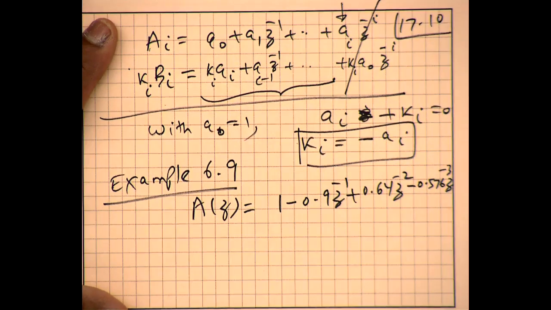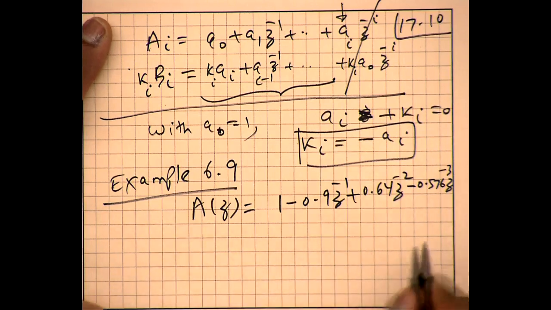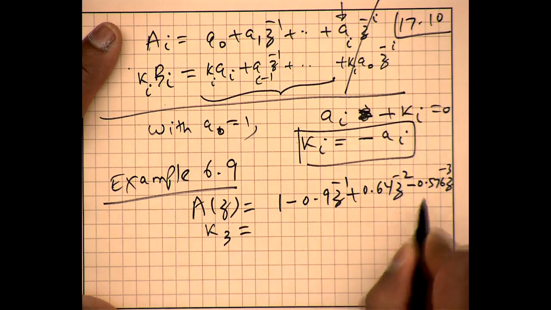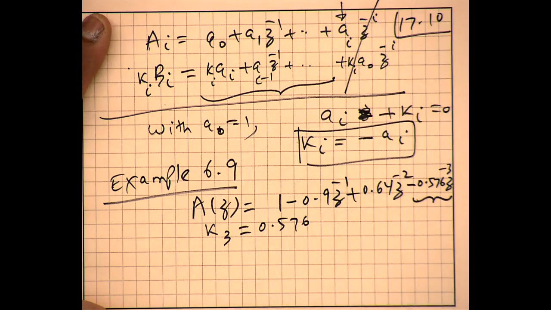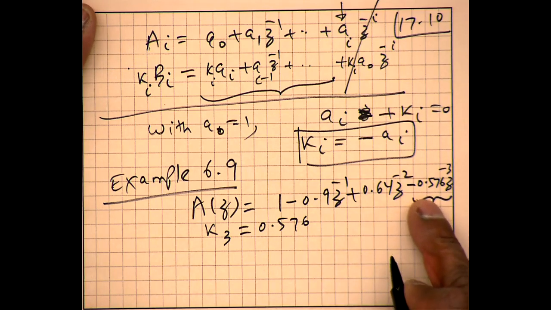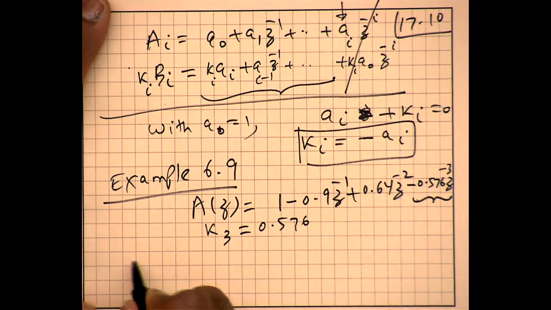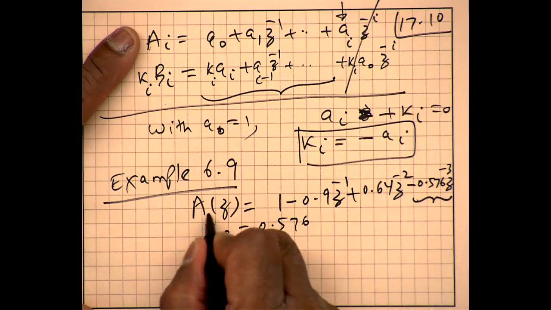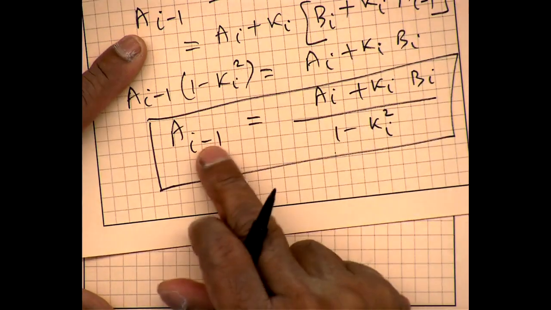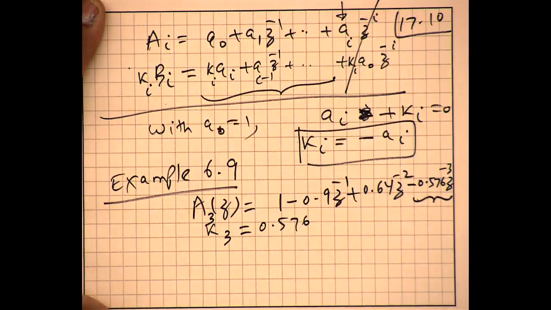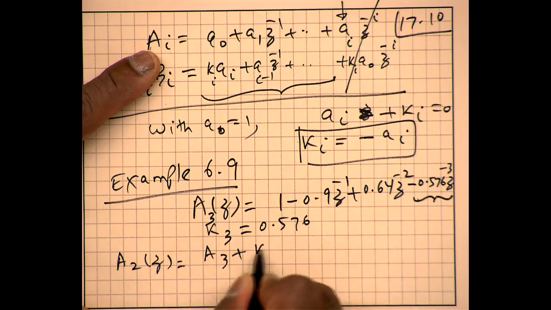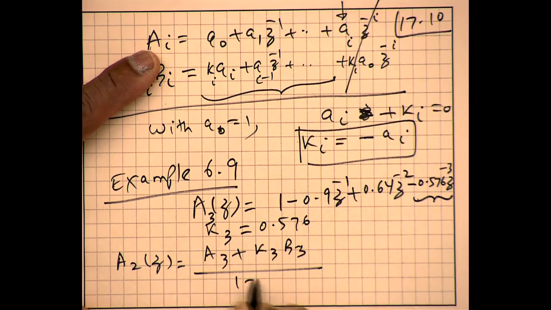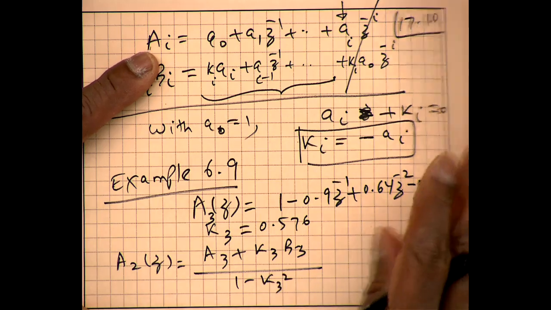So what is the process of reducing the degree? First, very quickly, I can see that K_3 is going to be the negative of the leading coefficient. The leading coefficient is minus 0.576, so K_3 is plus 0.576. Then I can go through the degree reduction process. Let's call this A_3(z). Then A_2(z) is equal to A_3 plus K_3 B_3 divided by 1 minus K_3 squared.